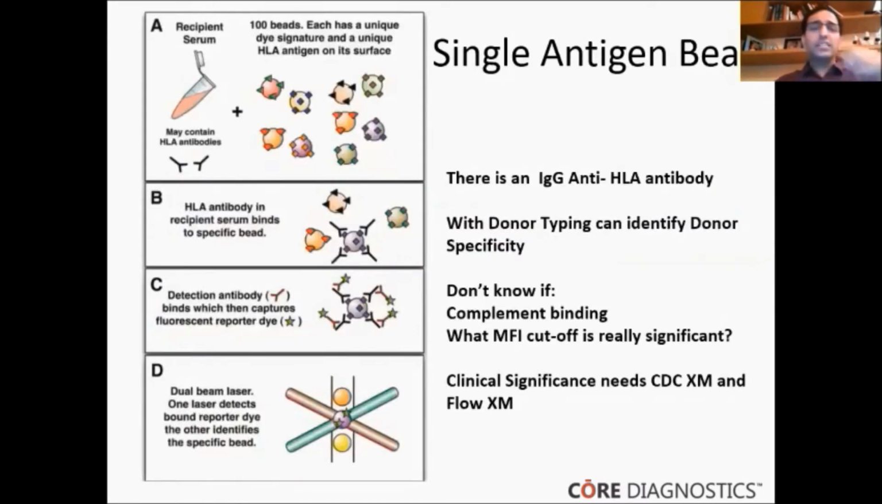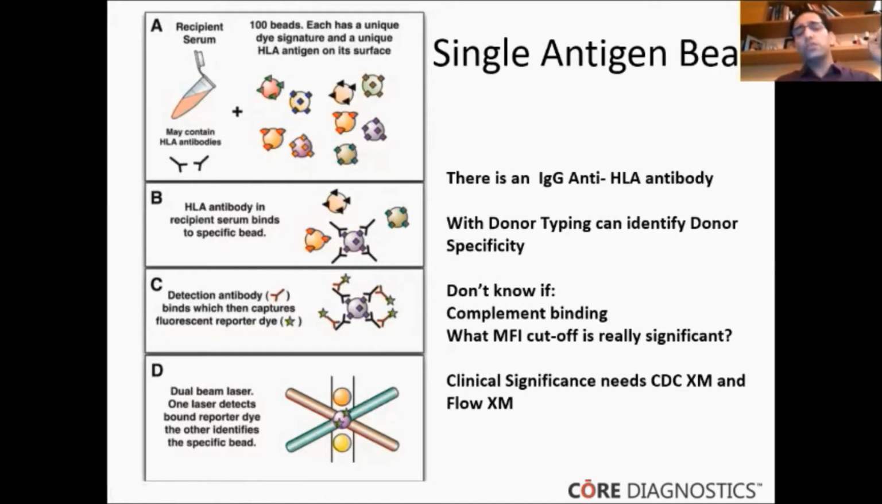So summarizing so far, what we have is the single antigen bead. On the left, we have all these beads that have these single antigens on them. We combine them with the sera. If the sera has antibodies, it will stick to that particular bead. We go in with the anti-IgG with the fluorescent tag. We'll read that with the laser, and then we know what the fluorescence is. So at the end of it, what we know is that there is an IgG anti-HLA antibody against a specific antigen. With the donor typing, we can identify if there is donor specificity.